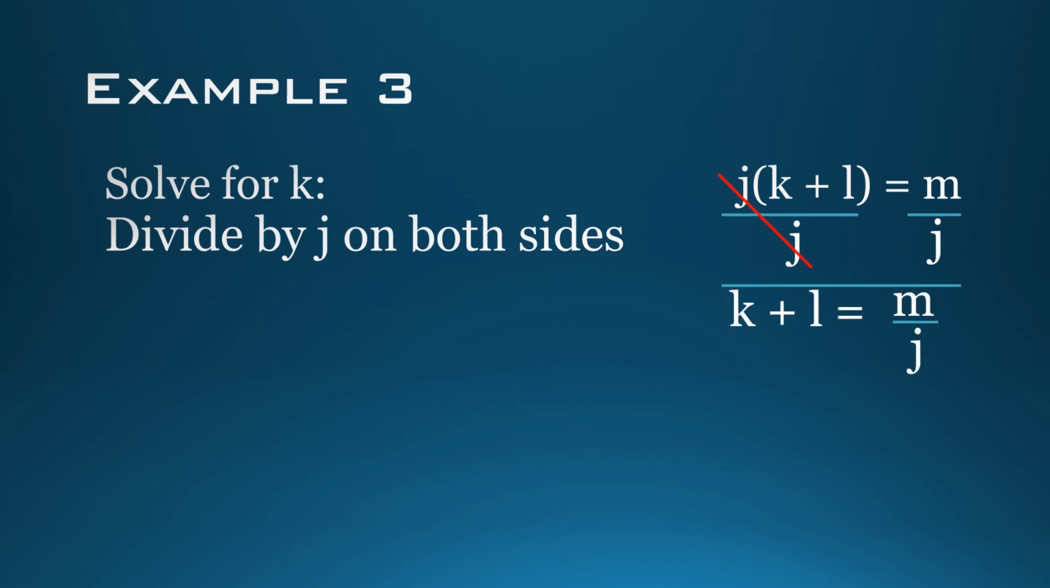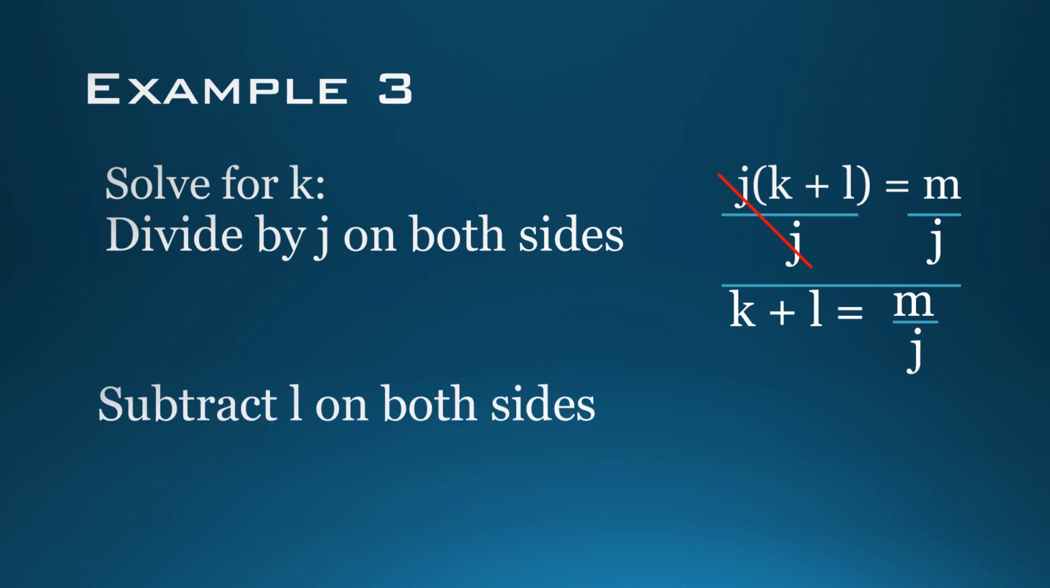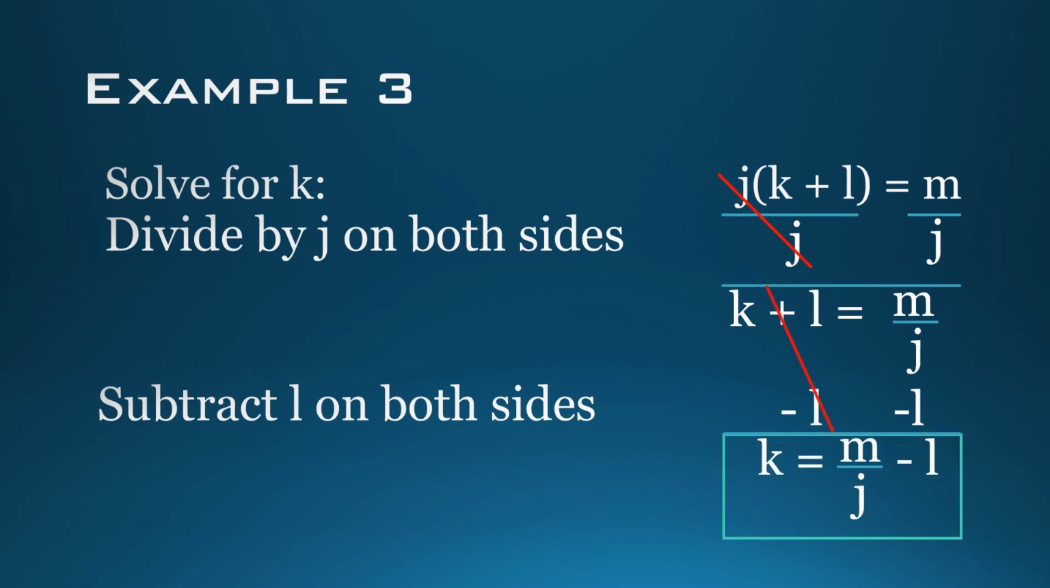So what we have to look at now is k plus l equals m over j. Not bad. Still kind of ugly. So we're going to subtract l from both sides, because that's going to give us k by itself. Now watch what happens. We have k equal to m divided by j, minus l. It looks ugly, but it works. We have k equals something. Let's move on to the last example.